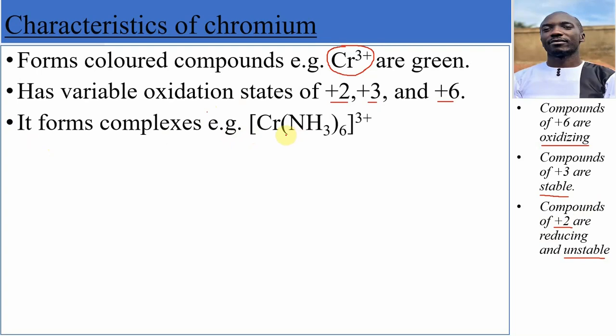We continue. Then thirdly, chromium forms complexes. For example, we have this complex which is hexaammine chromium 3 ion. It forms many complexes. It can as well form a complex where it has a water ligand. We looked at this one when we were looking at how we can write complexes, how we can name them, how we can draw their structures in the previous lessons.